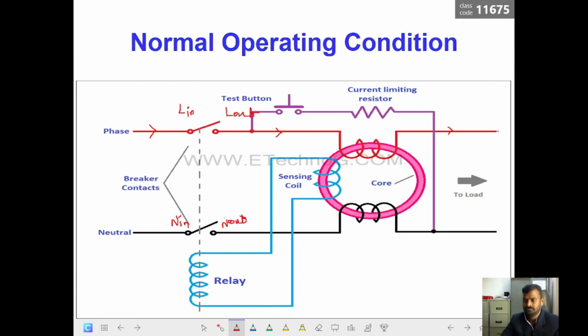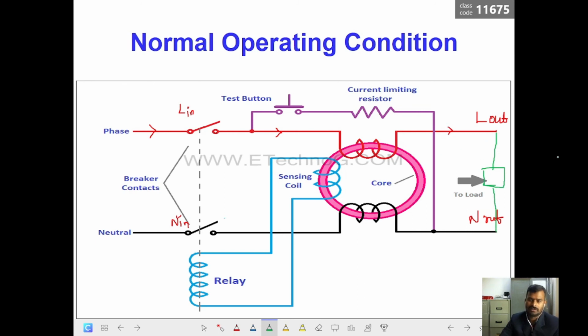Here is my line input, and the line output will be here, and similarly the neutral output would be here. The switch we cannot see, it is going to be inside. So the line is given input here and neutral input here, and the line output and neutral output are going to be here. When current starts flowing in this circuit and the load is consuming some current, say for example I have a load here, and then it is connected to the neutral.